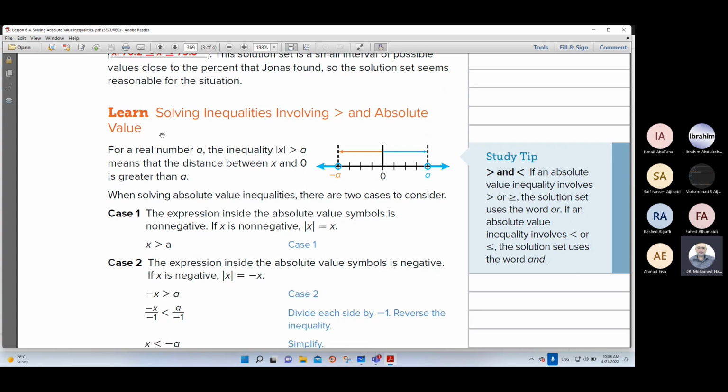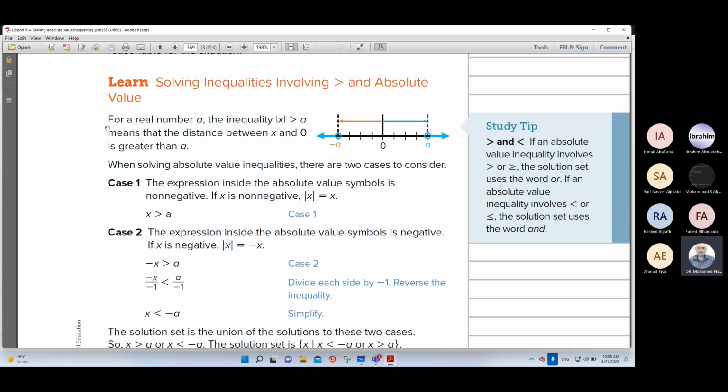Now we want to learn solving inequalities involving greater than an absolute value. For a real number a, the inequality absolute value of x greater than a.